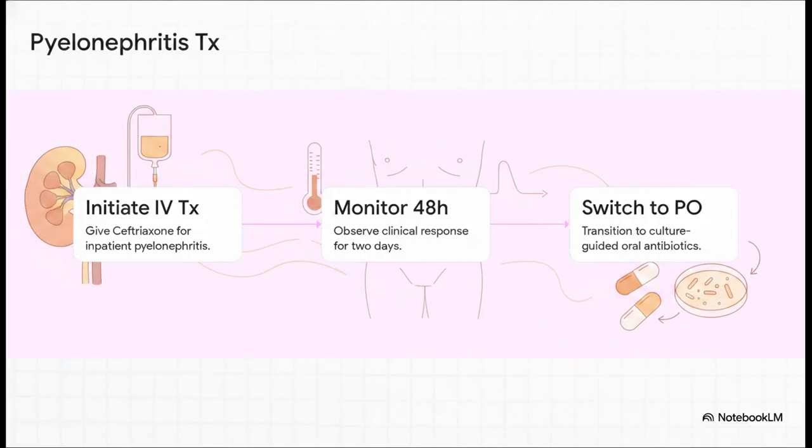And let's finish out with a classic step-down therapy scenario. Say a patient is admitted with severe pyelonephritis, and you start them on IV ceftriaxone. You monitor them closely for 48 hours. Once their fever breaks and that flank pain resolves, the definitive next best step is absolutely not keeping them on a full 14-day IV course in the hospital. You transition them directly to a culture-guided oral antibiotic regimen so they can finish their treatment as an outpatient.